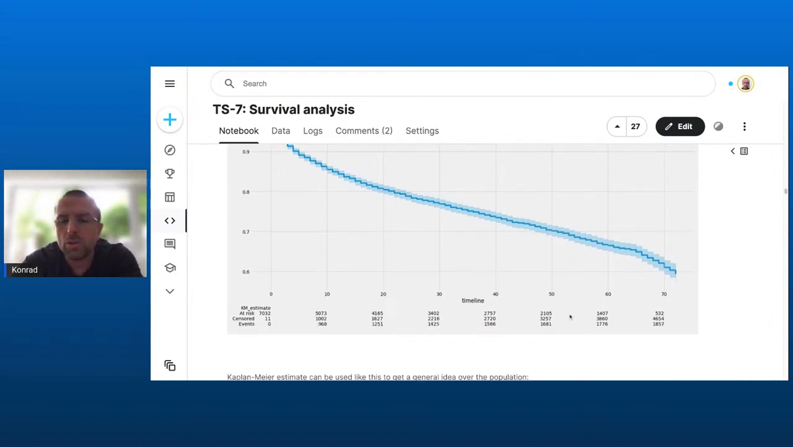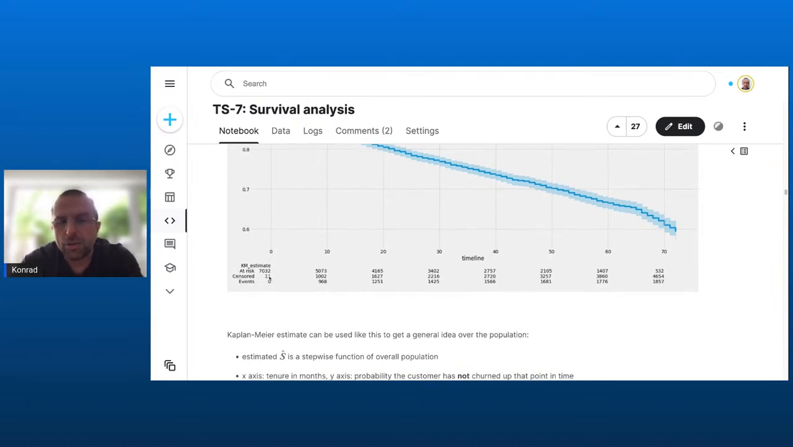As a nice bonus, to get a feel of the sample sizes that we are dealing with, the graph also gives us how many cases were at risk, meaning the number of potential customers who could have churned, how many were left in the population, how many we don't know what happened to beyond this point, and how many events occurred.